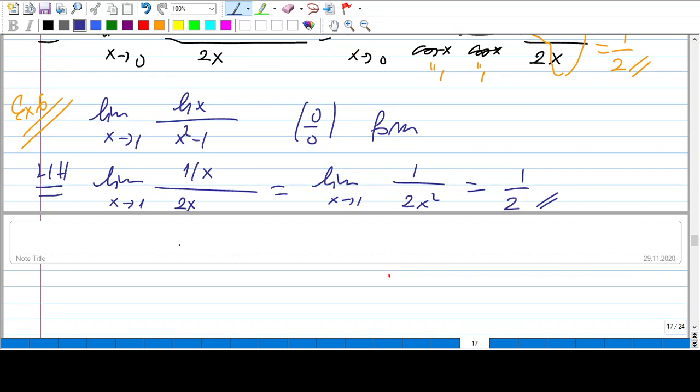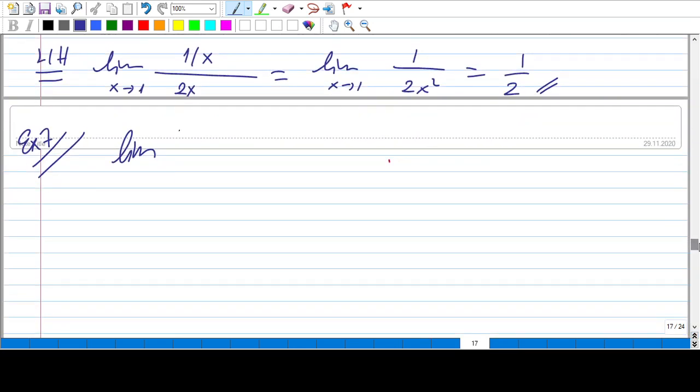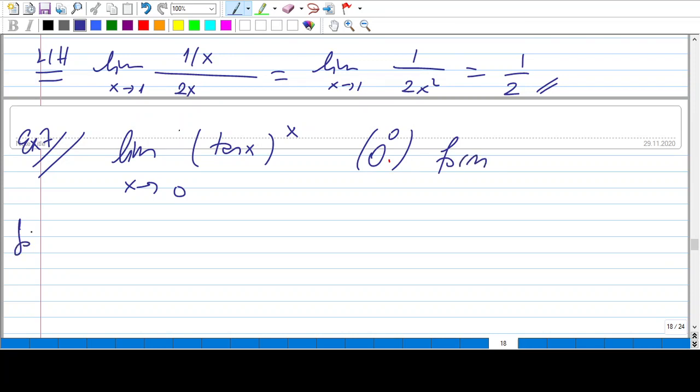Okay, maybe we can do that one. Example number 7: the limit as x goes to 0 of tangent x to the power x. We did a similar one, but we didn't do the 0 power 0 form. Tangent x at point 0 is 0, power 0, so this is 0 power 0 form. This is the first example of 0 power 0 form.